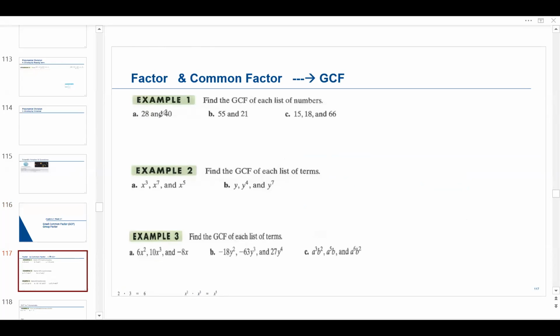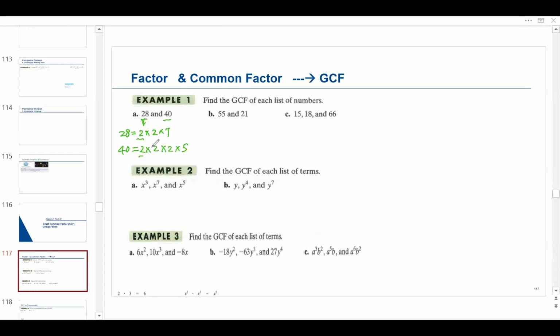Greatest common factor, like this one, 28 and 40. Numbers can be broken down, right? They can be factored. For 28, the minimum factor is 2, right? It's an even number. You can break it into 2 times 2 times 7. What about 40? You can break it down into 2 times 2 times 2 times 5, right? So their common part.